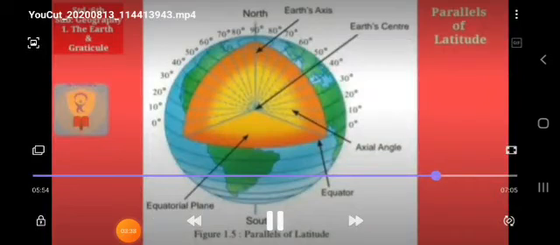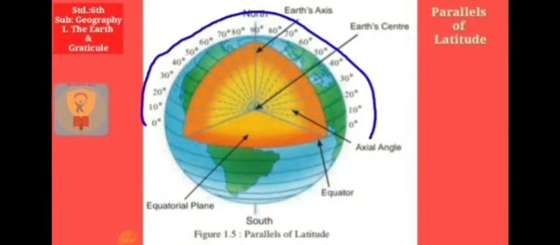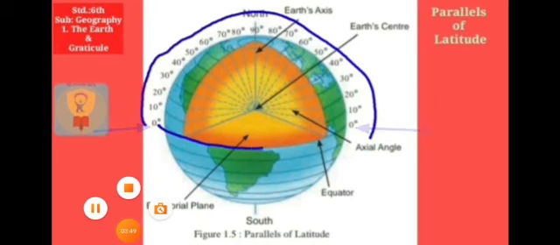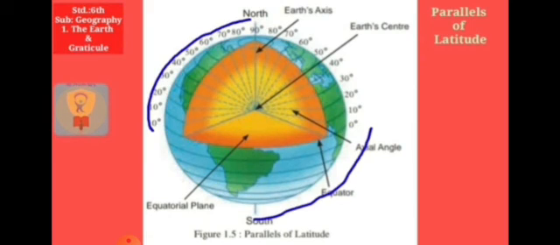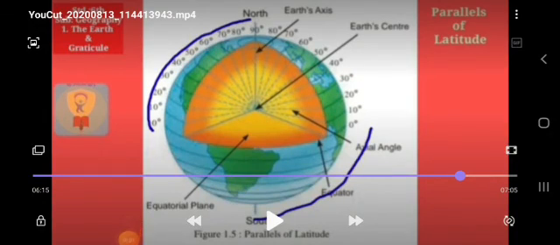The degrees of parallels are measured from the equator as shown in the figure. So the equator is considered as the 0 degree parallel. It is the largest parallel and a great circle. The angular distance of the parallels toward the north and south goes on increasing away from it. I hope you all have understood.